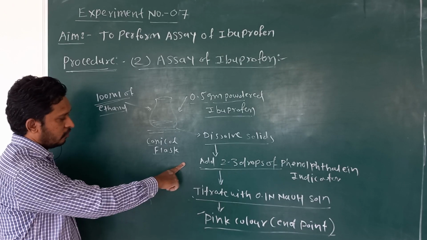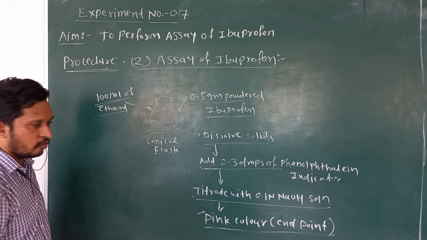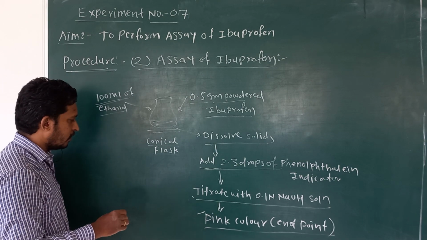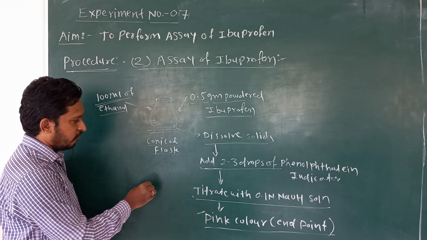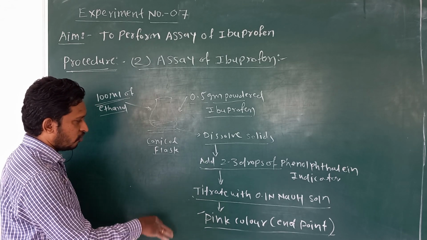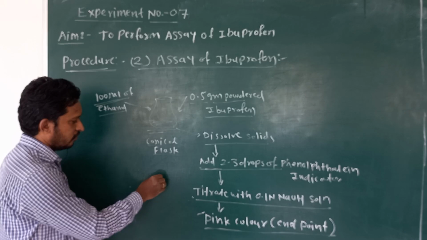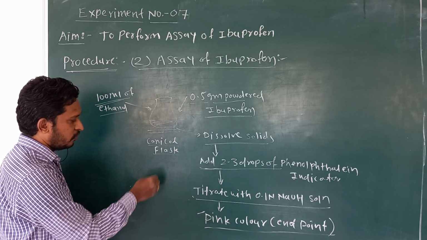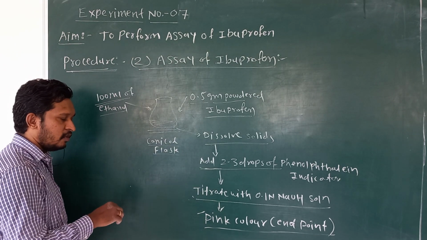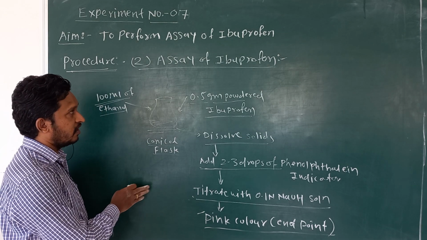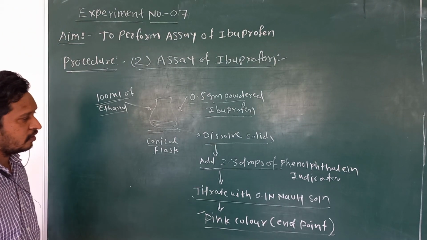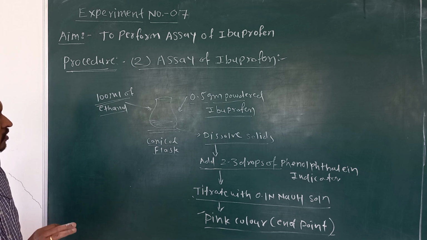So you have to draw the table first, and for serial numbers 1, 2, 3 you write down the initial reading as 0 ml, and the final reading will be your 3 readings of this assay. Then you have to calculate the mean of these 3 readings, and this mean you put into the formula for the calculation of the percentage purity of ibuprofen. Now this is the procedure for the assay of ibuprofen as well as the standardization of the sodium hydroxide solution.